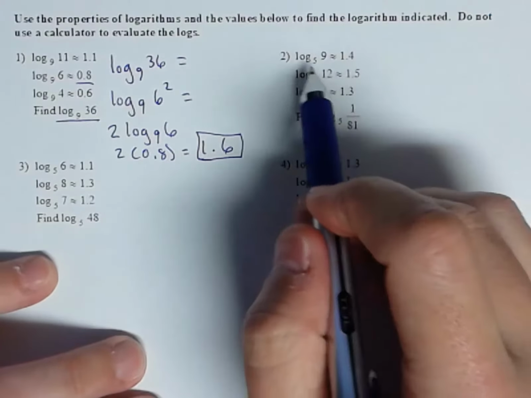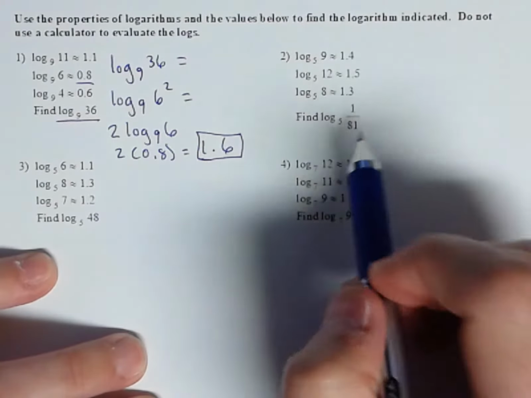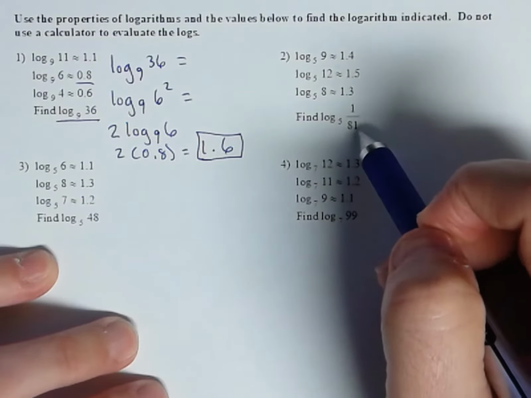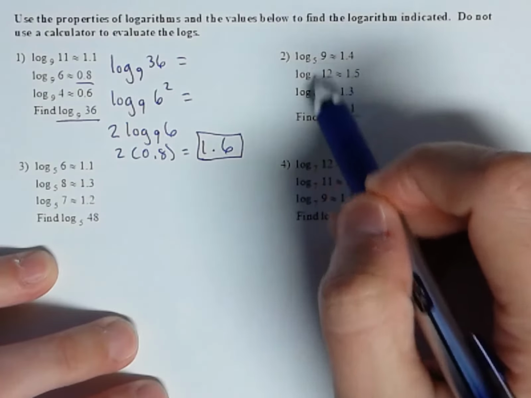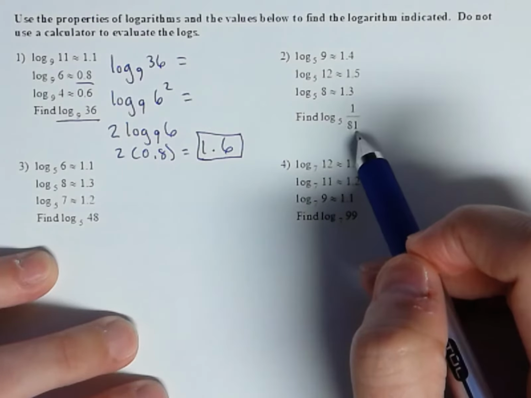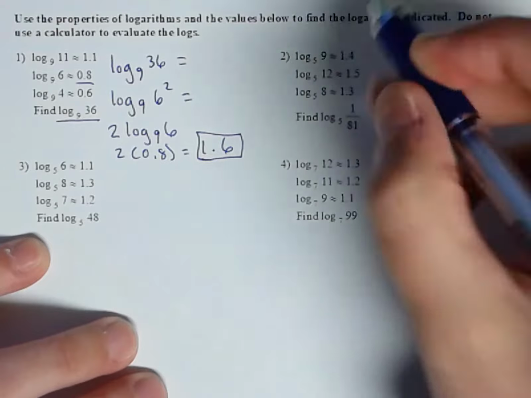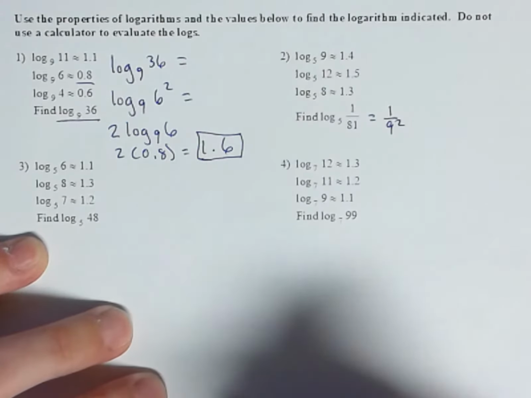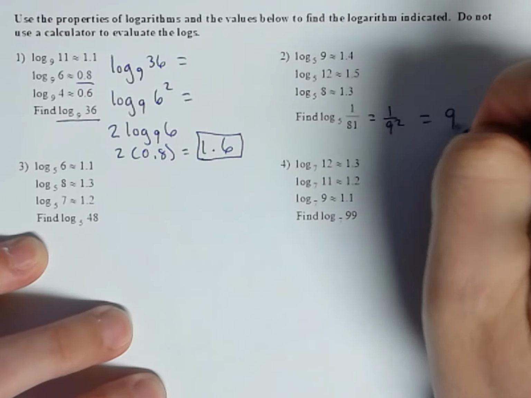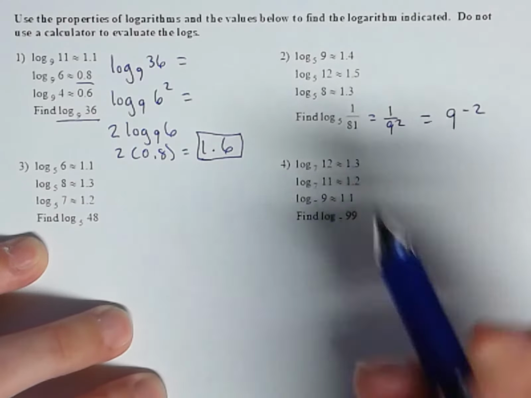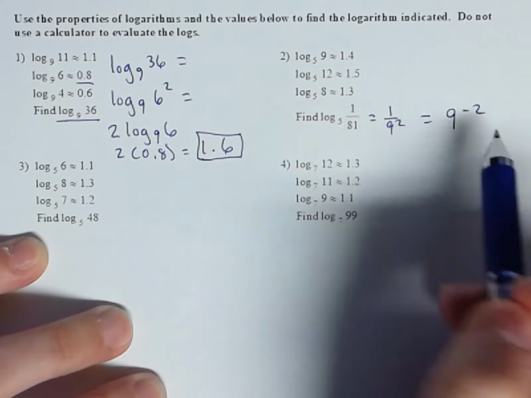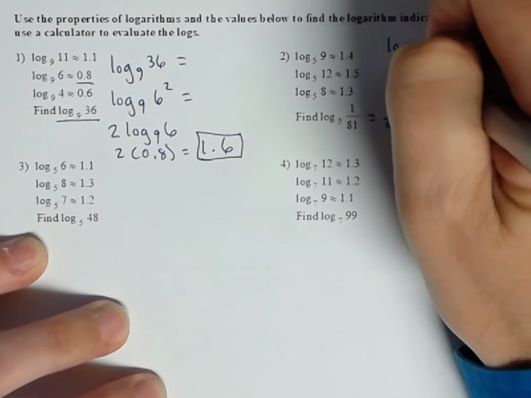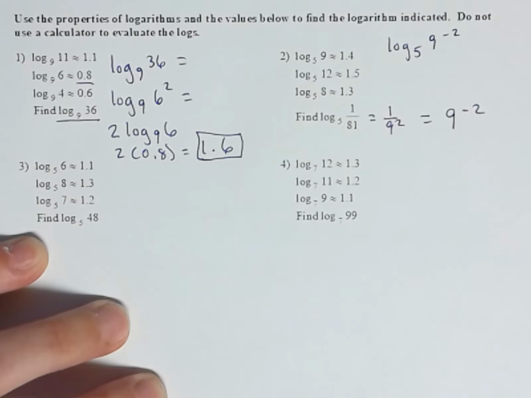So they give us log base 5 of 9, 12, and 8. Find the log base 5 of 1 over 81. How could I write 1 over 81 in terms of one of these? Well, 81 is 9 squared, right? So I could write it as 1 over 9 squared, which is the same as 9 to the negative second power. Now, this all has a log base 5 in front of course. So couldn't I write it this way? This is the same as log base 5 of 9 to the negative second power.